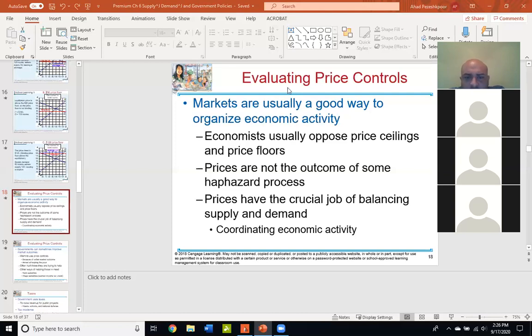Okay. Economists usually oppose price ceilings and price floors. Prices are not the outcome of something just made up. As we said, prices have the crucial job of balancing supply and demand. They coordinate economic activity. So, again, a price is something sacred in economics. It's the result of all the people working overtime, all the people studying hard to find a new technology, all the people contacting their friends to reduce their costs, to improve their profits. It's important. It coordinates economic activity.